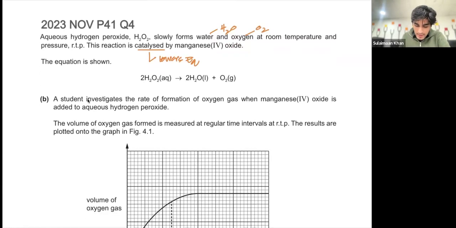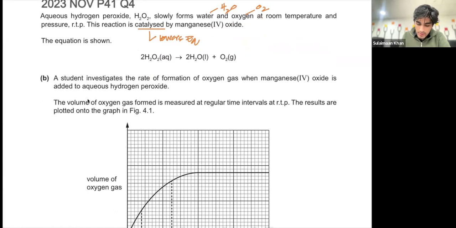Okay, and it says the equation is shown. So he's given you hydrogen peroxide is basically converting into water and oxygen. Now it's saying a student investigates the rate of formation of oxygen gas when manganese oxide is added to aqueous hydrogen peroxide.